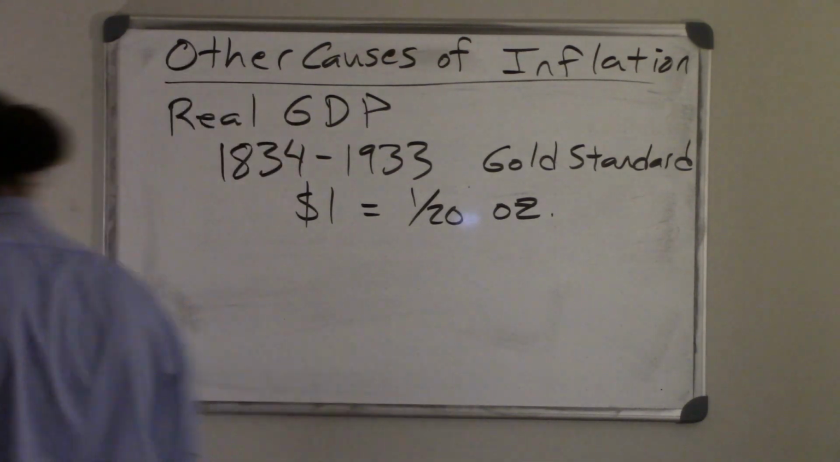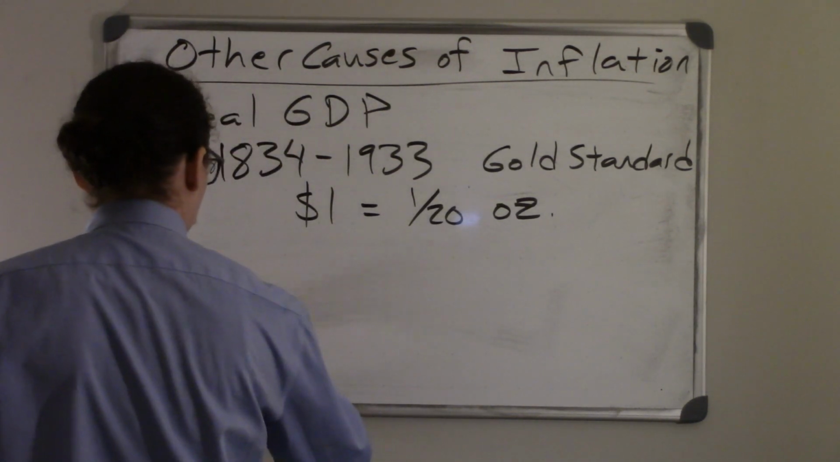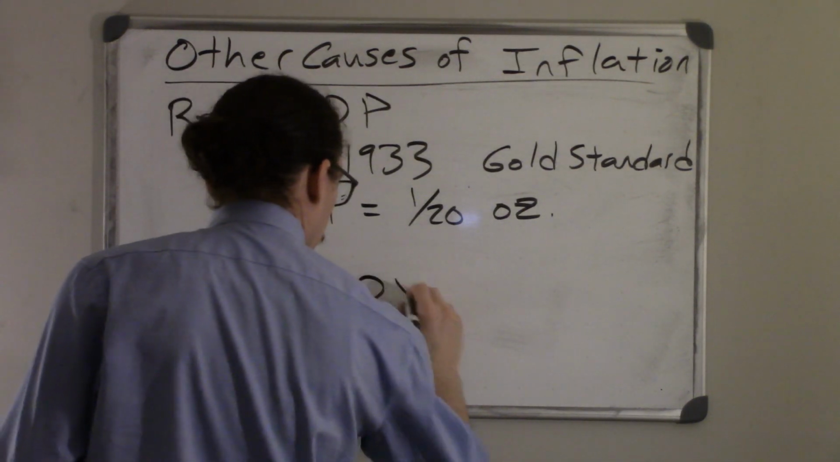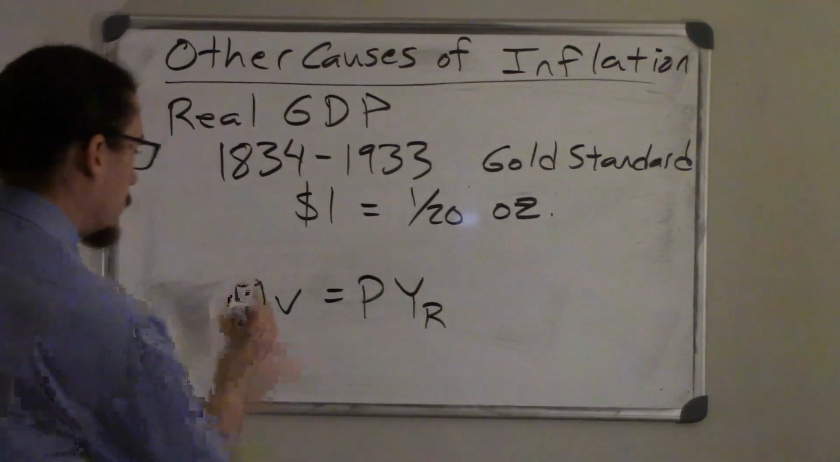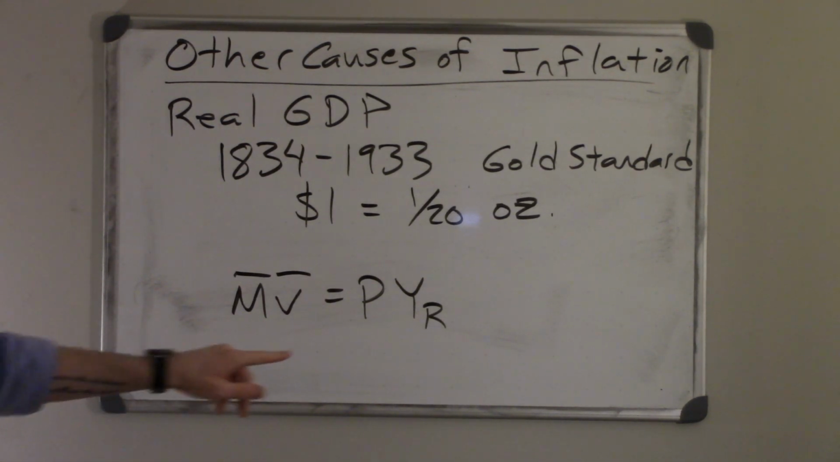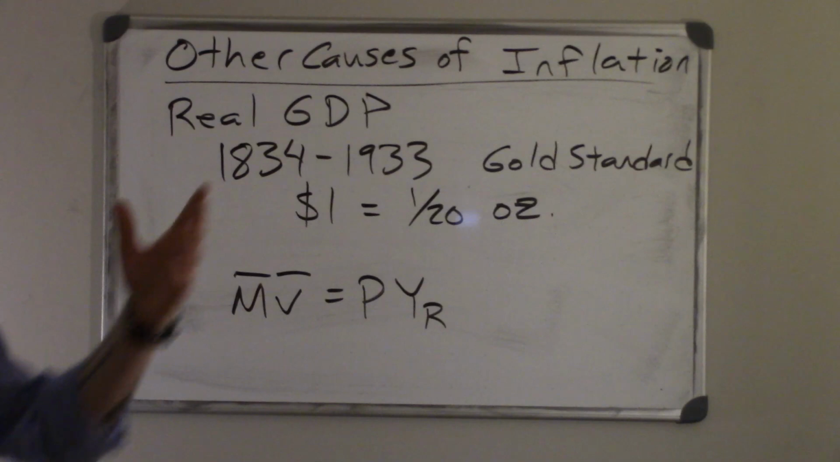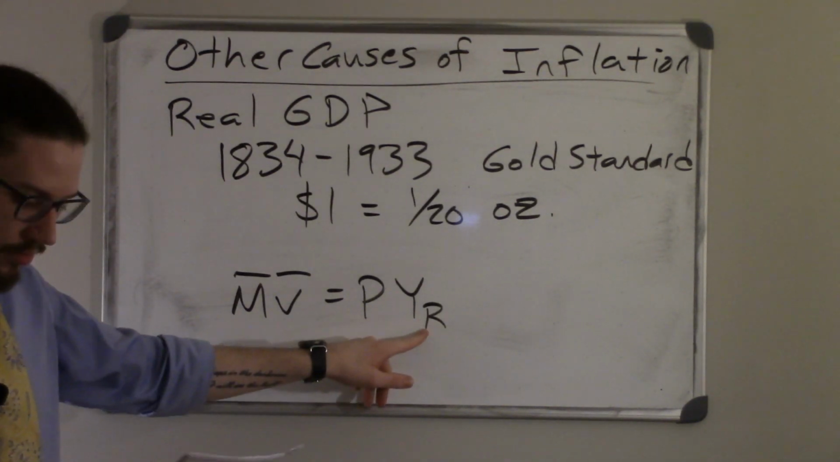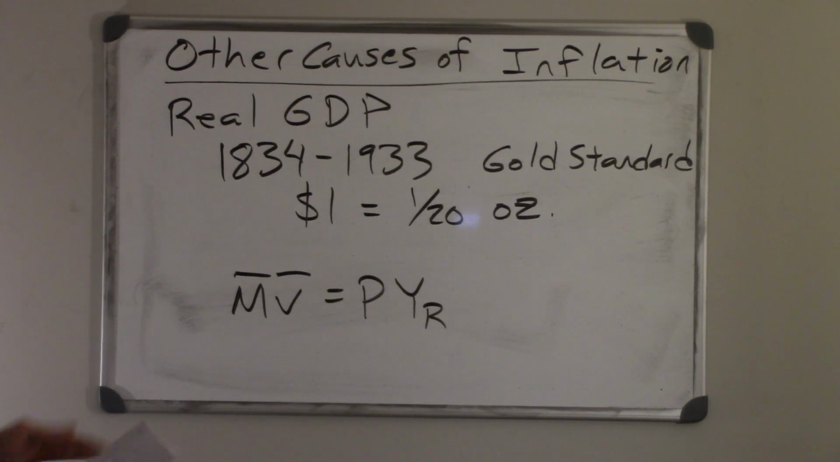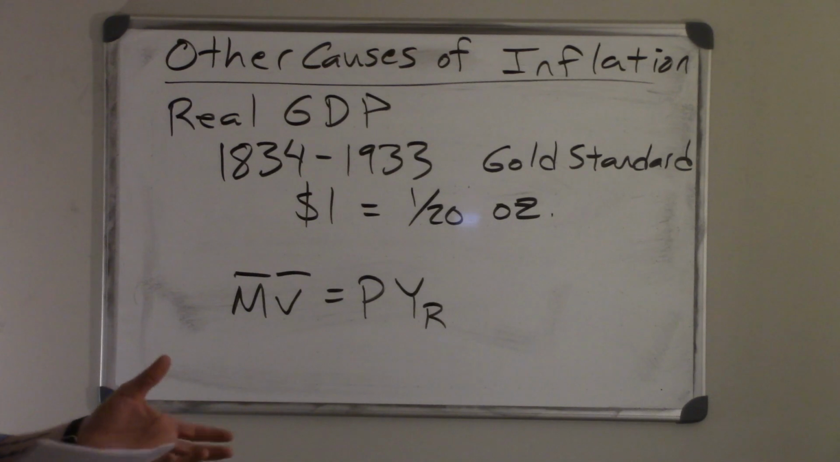So we want to put this in growth rates, although it doesn't really matter. We want to be able to say that these are fixed. So if price levels are going to change, it has to be through real output, real GDP.